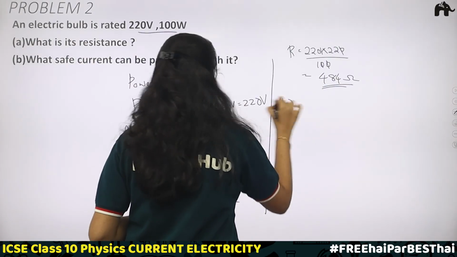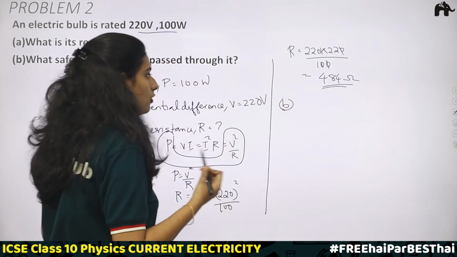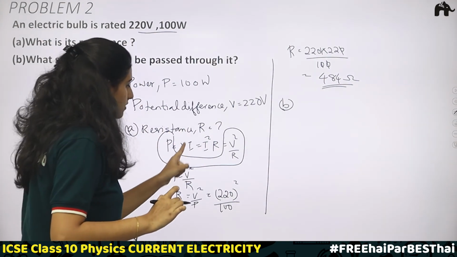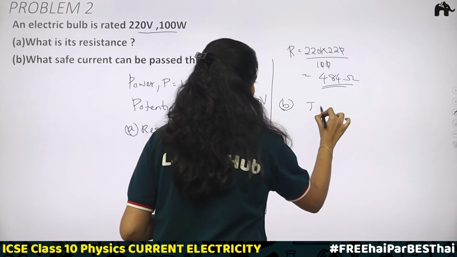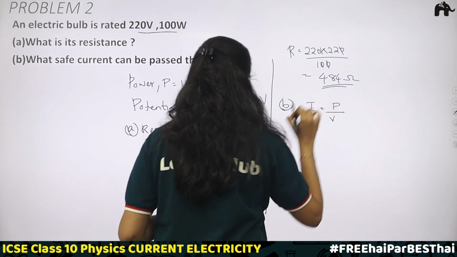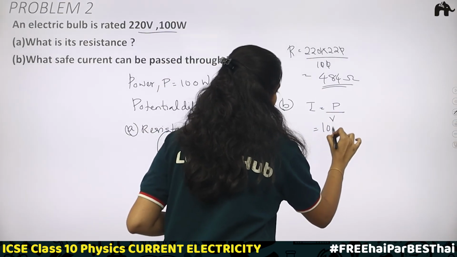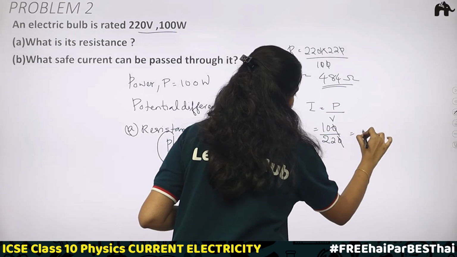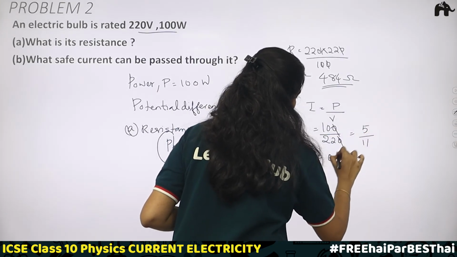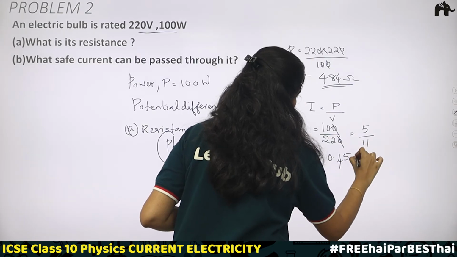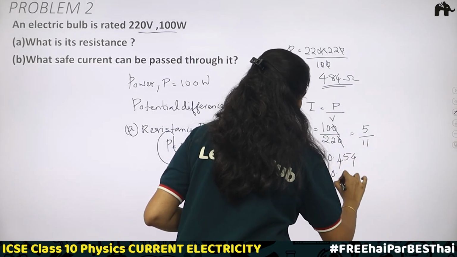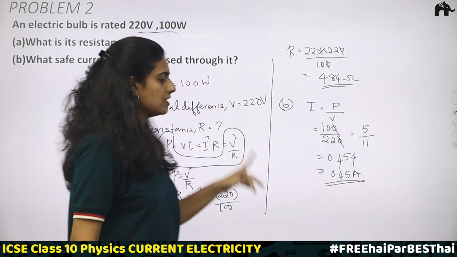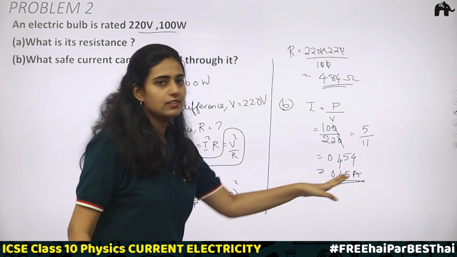Now the B part of the question, we have to find the safe current that can be passed through it. How to find safe current? Consider a relation. Here we can take power is equal to potential difference into current. Then current will be power divided by potential difference, which is equal to power 100 divided by potential difference 220. Cancelling zeros, this becomes 5 divided by 11, which is equal to 0.454. Thus you can round it up to 0.45 amperes. So this is a safe current. Above this current when passed, the device may get damaged. 0.45 is your safe current.